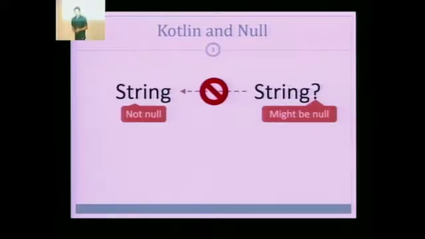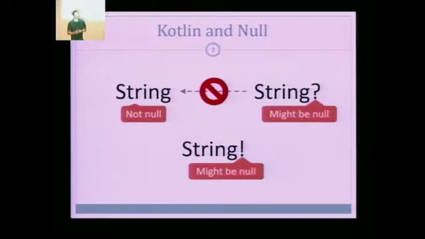But they didn't want people working with Java libraries to have to always be checking null pointers, because those Java libraries weren't designed with this type system in mind. And they didn't know what to do. So I stuffed my face full of food, thought about it for a little bit, and then proposed this string bang type. What is string bang? Well, it's a string that might be null.